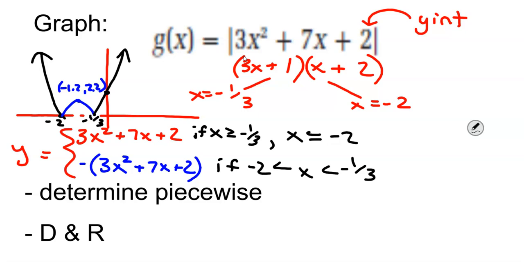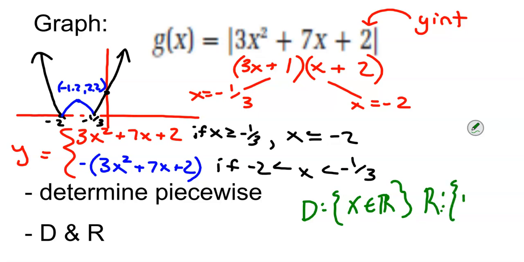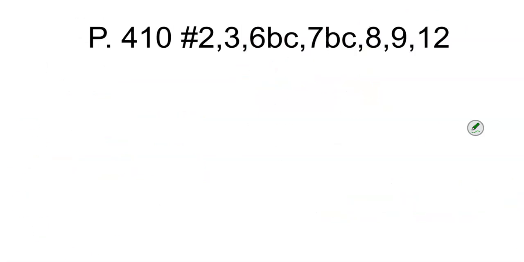Domain and range are going to be the same as before because your domain still goes wider forever and your range still starts at 0 and goes up. So those are still your domain and range. Now again, pause the video if you need to, and then try these questions in your textbook. Good luck.